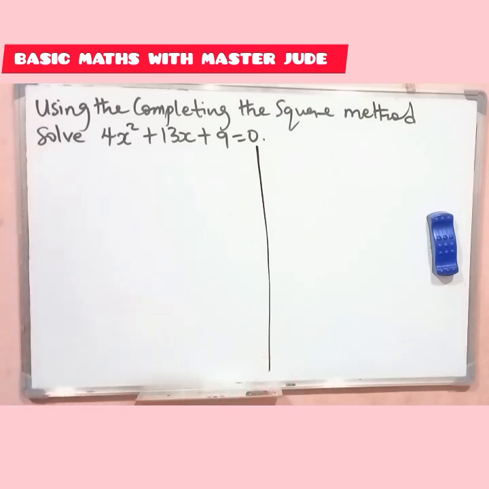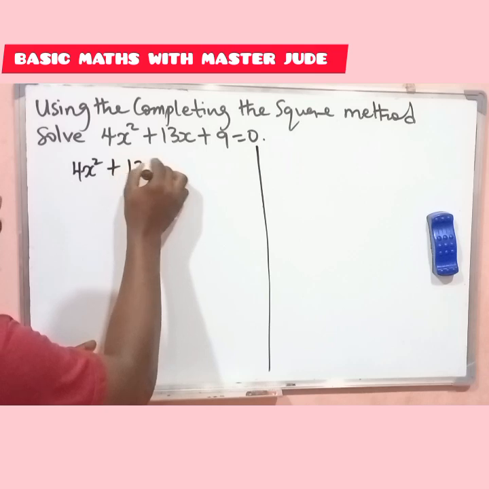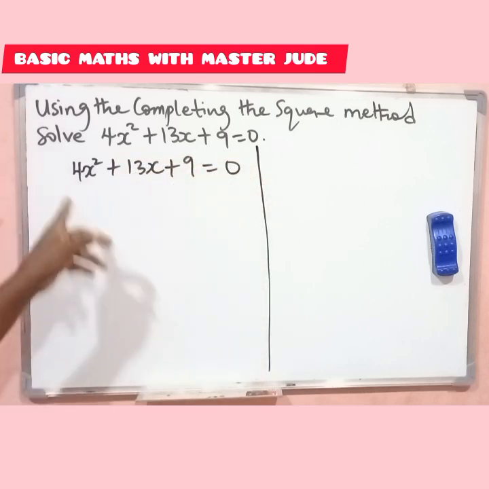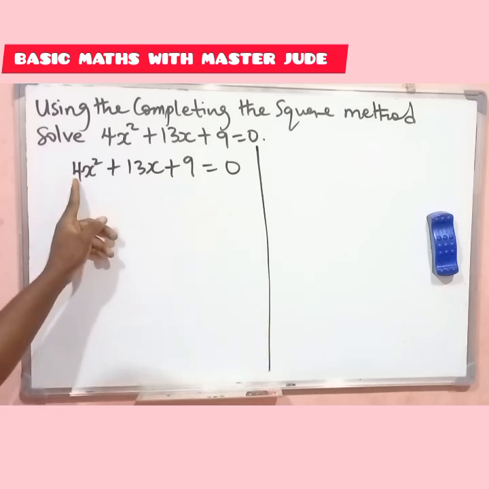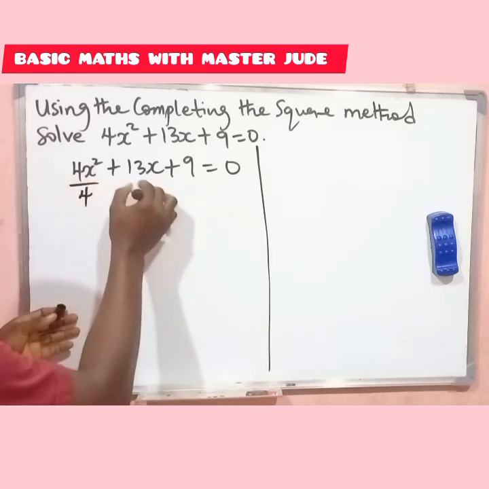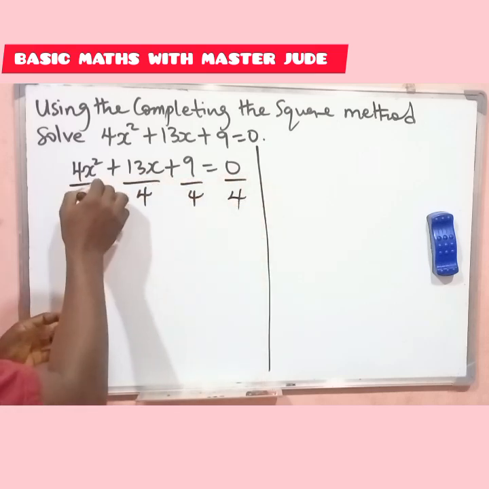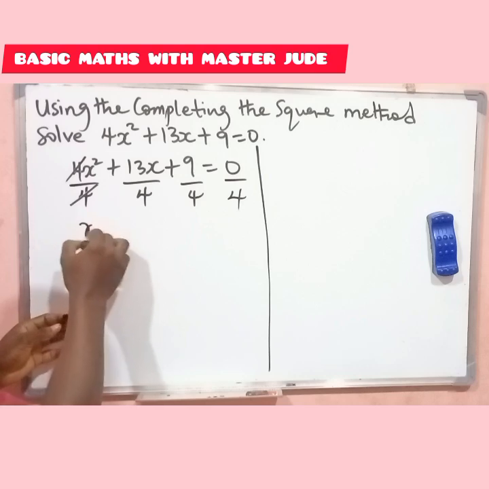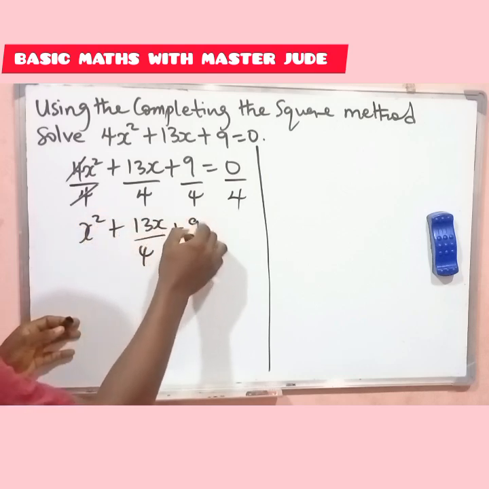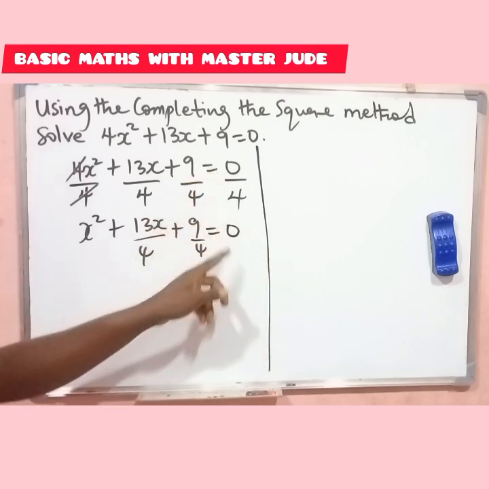Now, we are solving 4x squared plus 13x plus 9 is equal to 0. The first thing you need to do is divide through by the coefficient of x squared, which is 4. So you divide every term by 4. This 4 cancels this 4, and you are left with x squared plus 13x over 4 plus 9 over 4 is equal to what? 0, because 0 divided by 4 gives us 0.